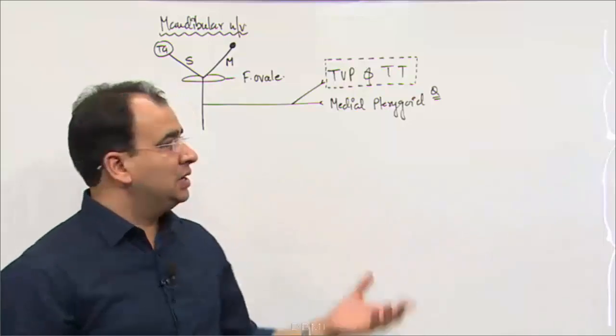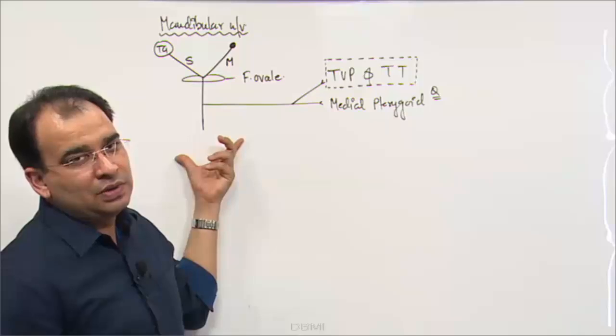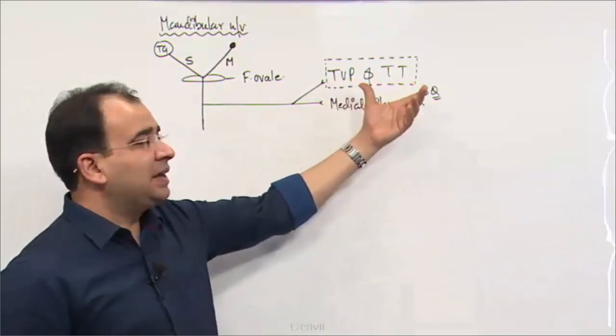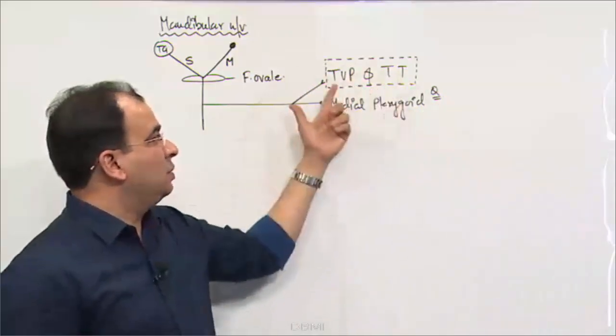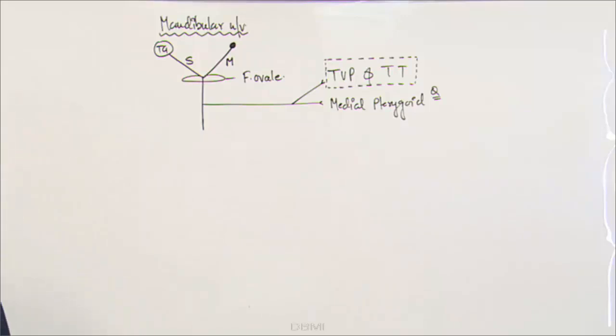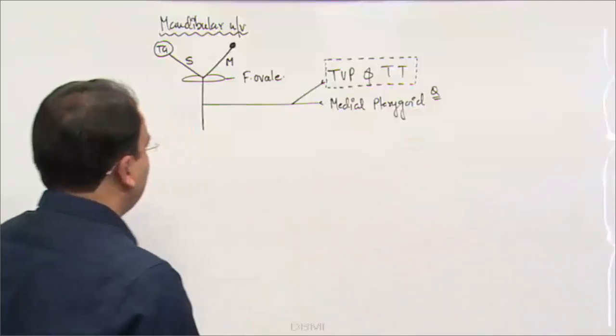Tensor veli palatini is derived from which pharyngeal arch? It's a simple question actually. The nerve of the first pharyngeal arch is the mandibular nerve, and the mandibular nerve supplies tensor veli palatini and tensor tympani, which tells you that these two muscles are also derived from the first pharyngeal arch. So one thing is medial pterygoid, second is these tensor muscles of head and neck.